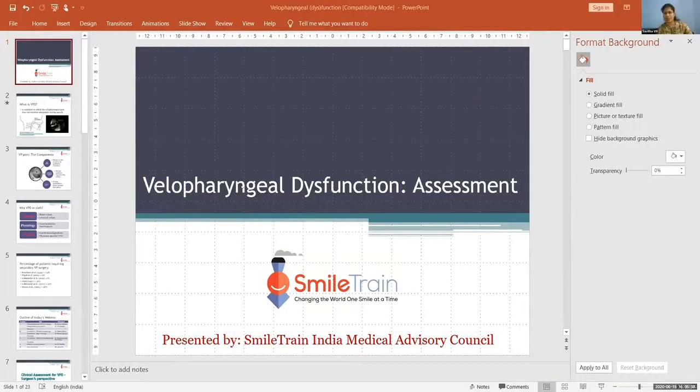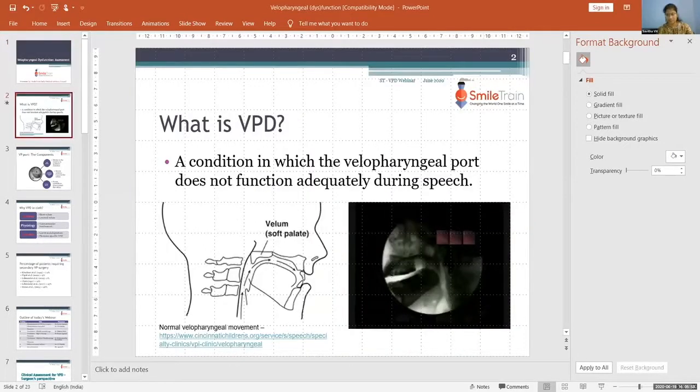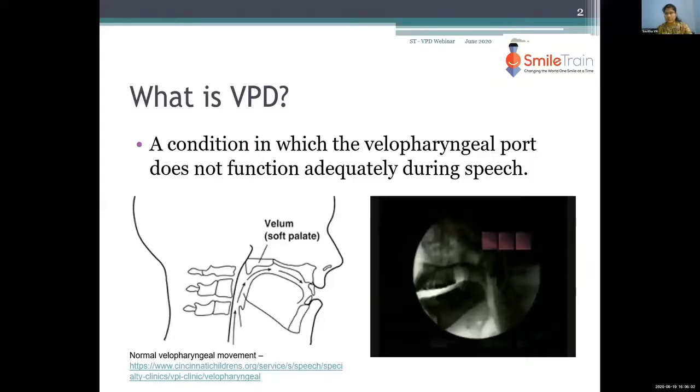So very quickly, before we go into the hardcore aspects of assessment of velopharyngeal dysfunction, as a moderator, I'll just take up this thing of introducing the topic for anybody who is fresh into the domain of cleft lip and palate. So what is velopharyngeal dysfunction? Velopharyngeal dysfunction is a condition wherein the velopharyngeal port does not function adequately during speech.